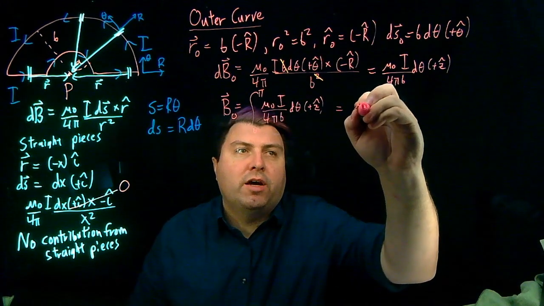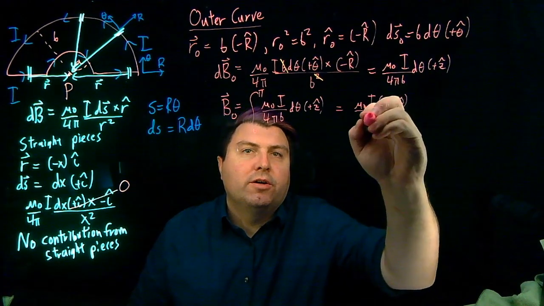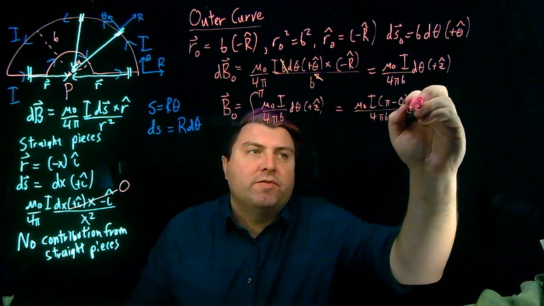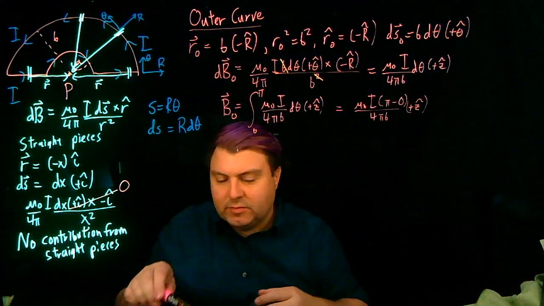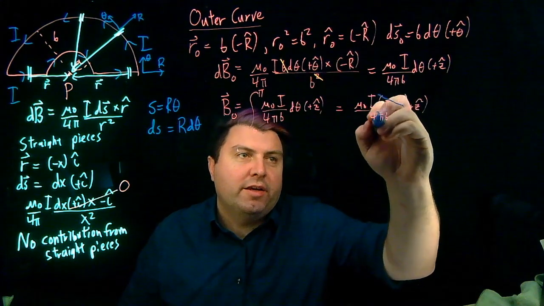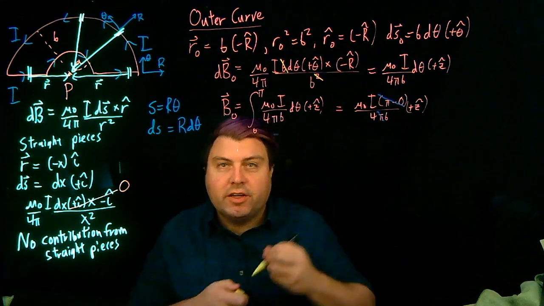So we get mu naught I, we can say pi minus 0 if we want to, over 4 pi b in the positive z hat direction. So I'm going to cancel the pi minus 0, which is also known as pi, and this pi. And that's our answer for the outside. Let's look at the inner curve.